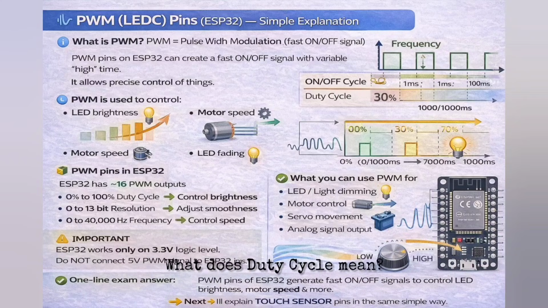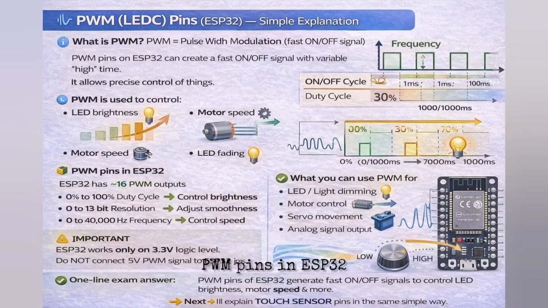What does duty cycle mean? 0% duty cycle, always off. 50% duty cycle, on half time. 100% duty cycle, always on. So, more duty cycle is equal to more power. Less duty cycle is equal to less power. What is PWM used for? PWM is used to control LED brightness, motor speed, servo motor position, smooth control of devices.